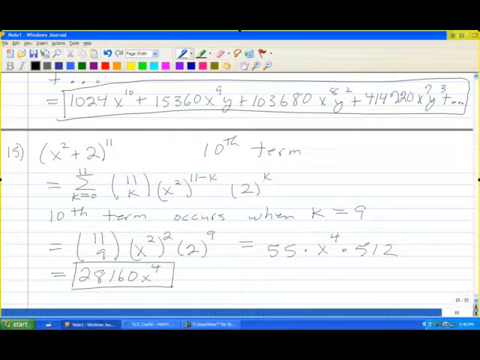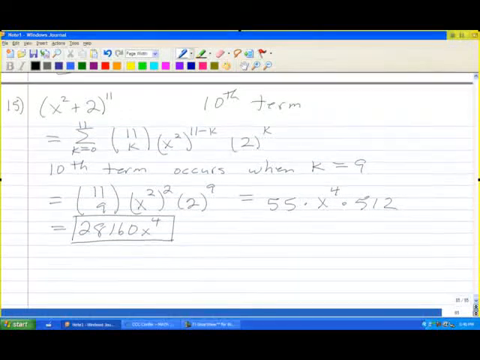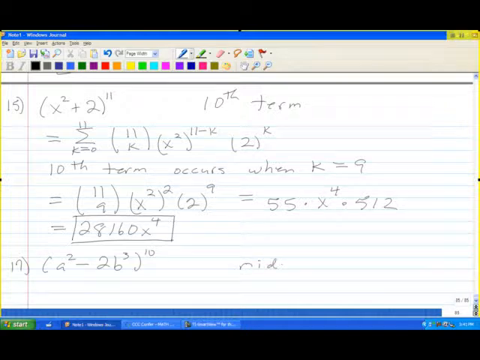Okay, let me do problem number 17. a squared minus 2b cubed to the 10th. Let's find the middle term.